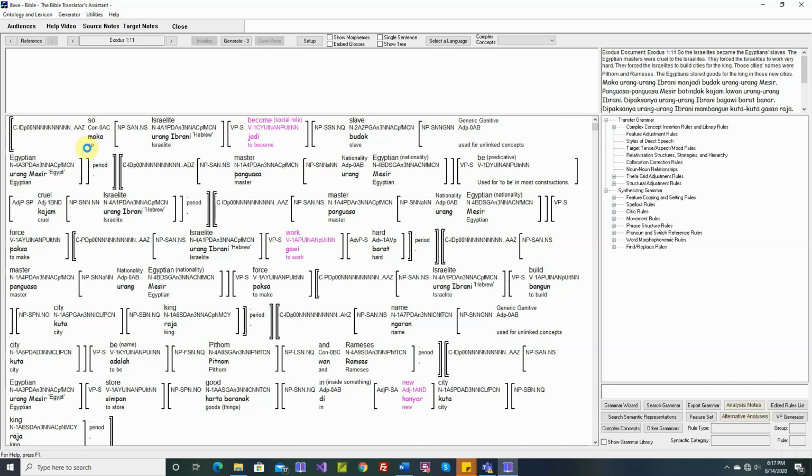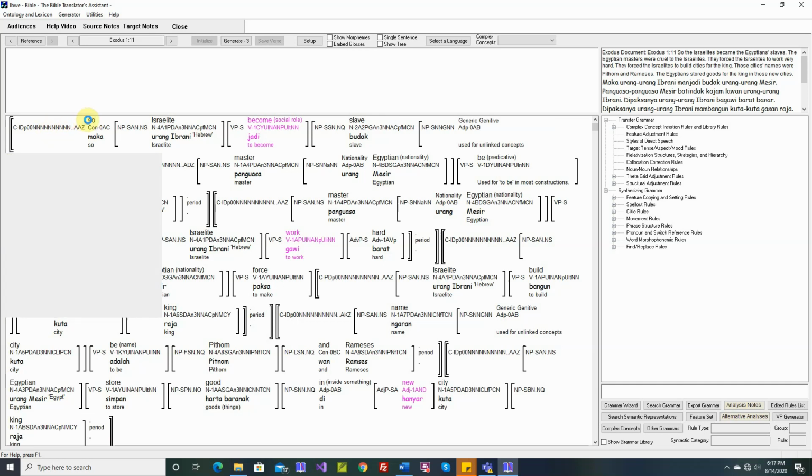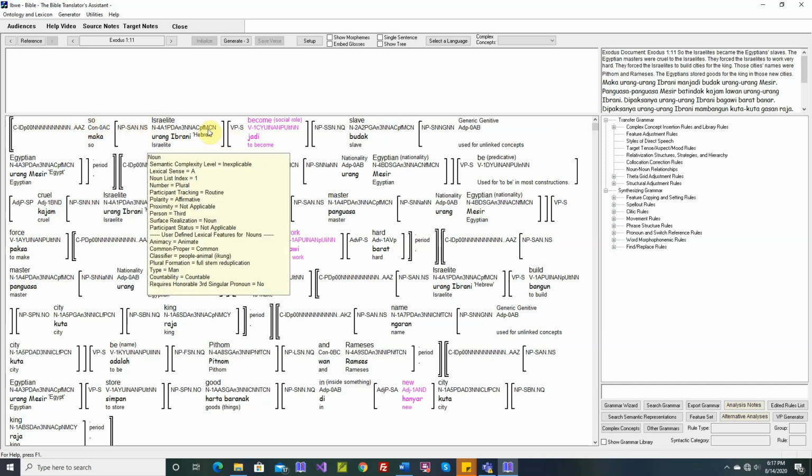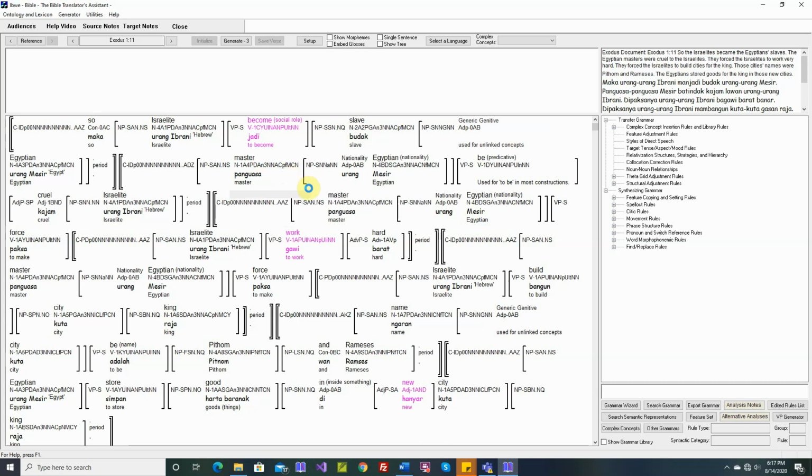The semantic representations consist only of these concepts and these structures and these features. And it will be up to your grammar over here to supply all the necessary morphology, all the necessary punctuation, pronouns if your language uses pronouns, and so on.